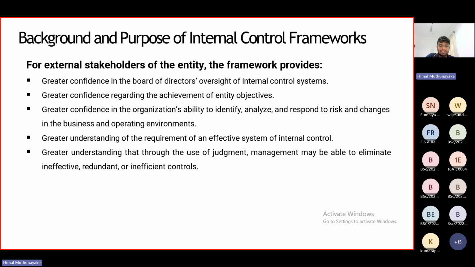So now, based on the internal control framework, you can understand what kind of requirements you have regarding the internal control. Then, great understanding that through the use of judgment, management may be able to eliminate the ineffective, redundant, or inefficient controls. So through this internal control framework, we can identify what ineffective, redundant, or inefficient controls we have now. Then we can eliminate those controls. Sometimes even though we have internal controls within the organization, those internal controls may not be performed effectively. So therefore you have to identify them.